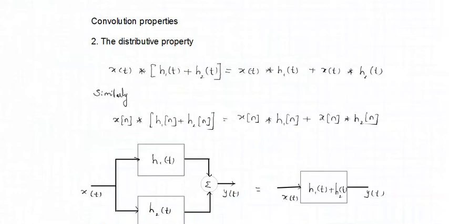Moving to the next property, the distributive property. Look at the equation. Here we are convolving x(t) with the sum of h1(t) plus h2(t). So we have a sum of h1(t) and h2(t), and the result of this summation is convolved with x(t). This mathematical operation can be done in another way. Instead of summing h1(t) and h2(t), we can perform convolution of x(t) with h1(t), perform convolution of x(t) with h2(t), and then sum the results. This is the meaning of distributive property, right?